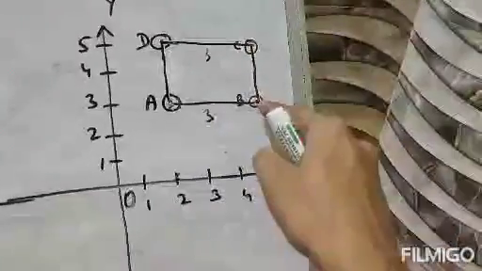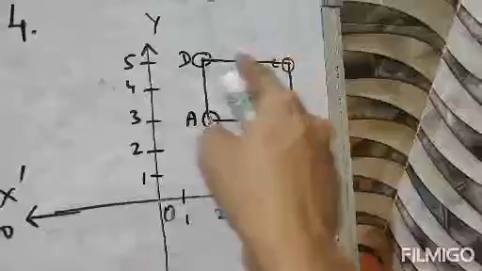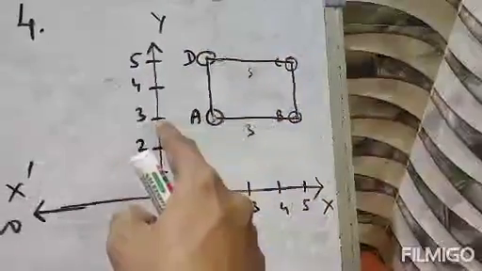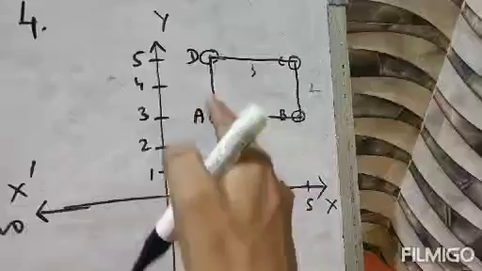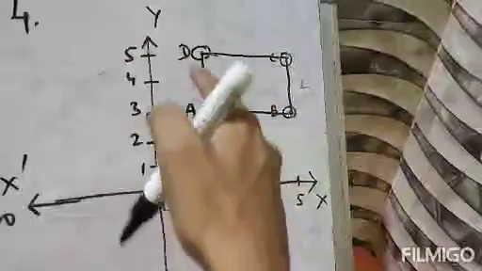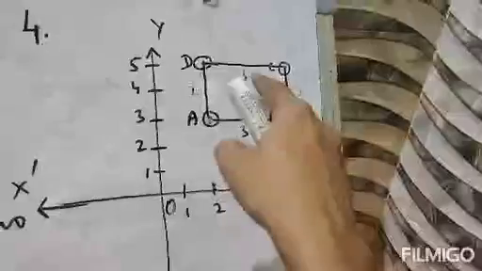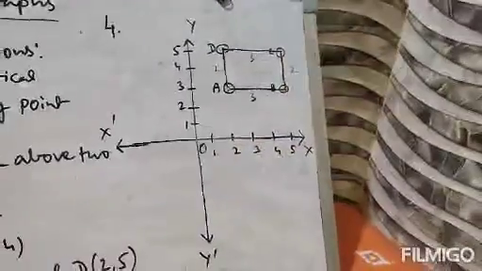See? And if you see BC with respect to the y-axis, C is 5 units, B is 3 units with respect to the y-axis. So the difference is 2. And here also, if you see AD, D is 5 units, A is 3 units. So the difference is 2. Now see, this is 3 units, 3 units, 2 units, 2 units. That means it is a rectangle. It is not a square.